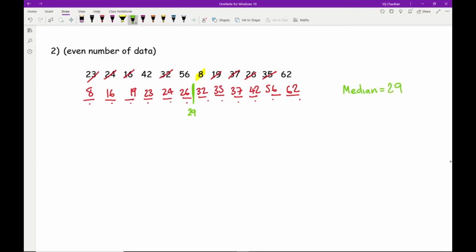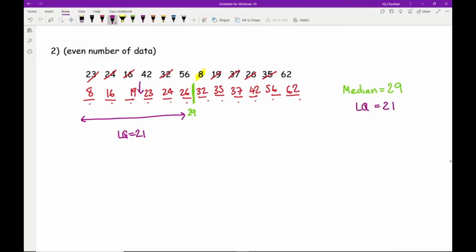Now you can see here that I've got a line that represents the median value. So now what I need to do is work out what number is in the middle on the left hand side of that line, and you can see that the middle number is going to be between 19 and 23. So again, add the two numbers together and divide by 2, and we get the answer of 21. So the lower quartile is 21.